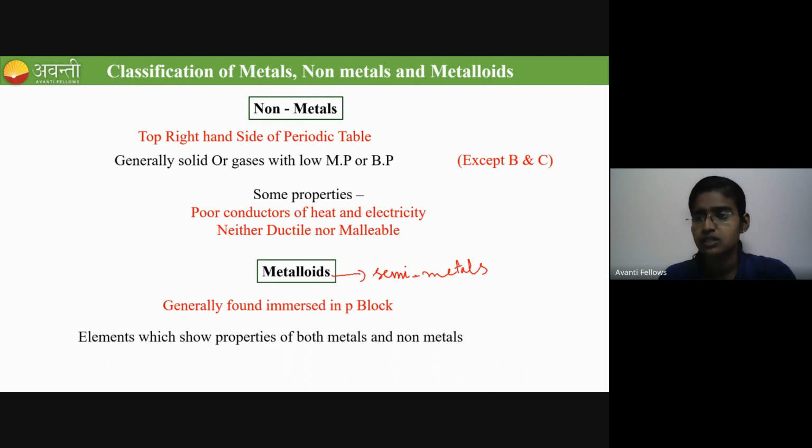JNV Ramnagar, Bharat and Medak. Am I audible? No, ma'am. You don't have any doubt, or you're having any? Shall I move on to the next slide?